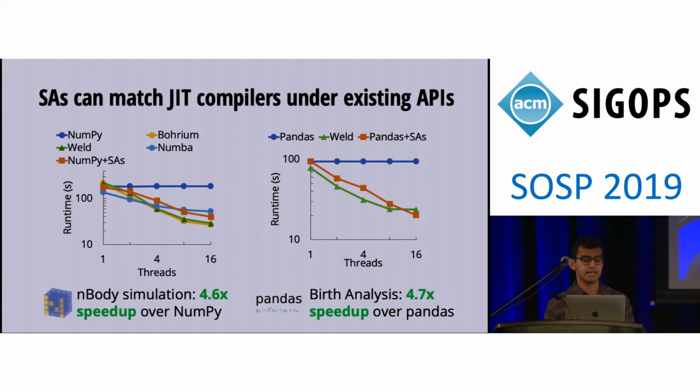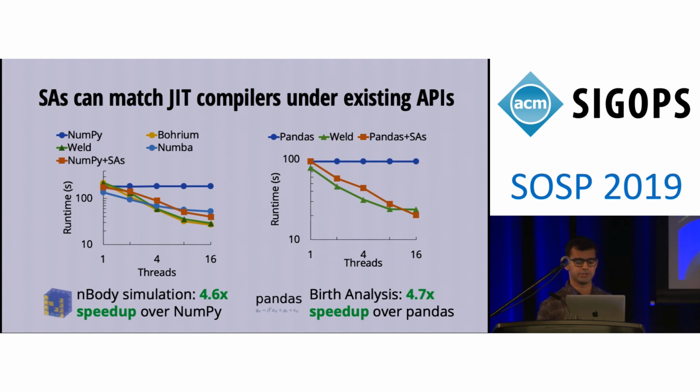In terms of performance, SAs can match JIT compilers under existing APIs. This left result shows simulating the movement of stars in a galaxy using NumPy. We got a 4.6x speedup over NumPy, but more interestingly, we were competitive with the performance of all these different compilers that are out there, which shows that data movement optimization really is one of the most important ones. And on the right, it's a similar result.